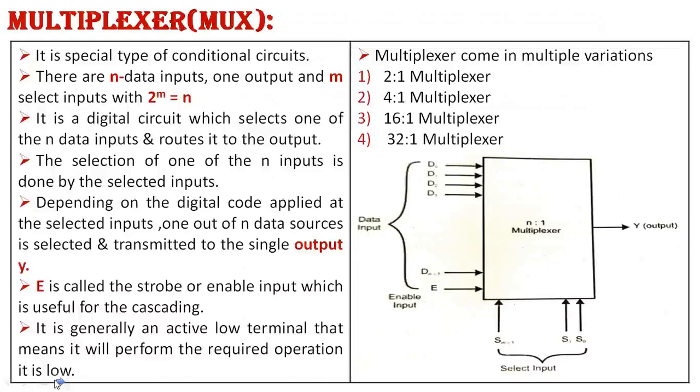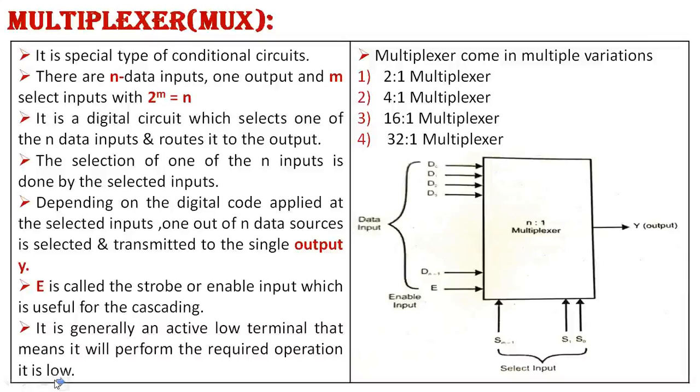So starting with the first application, that is the multiplexer, shortly denoted by MUX. It is a special type of combinational circuit. There are n data inputs, 1 output, and m select inputs with 2 raised to m equal to n. It is a digital circuit which selects one of the n data inputs and routes it to the output. The selection of one of the n inputs is done by the select inputs. Depending on the digital code applied at the select inputs, one out of n data sources is selected and transmitted to the single output wire.